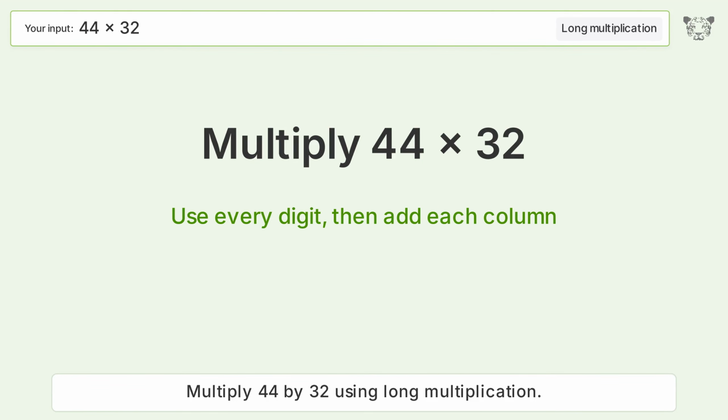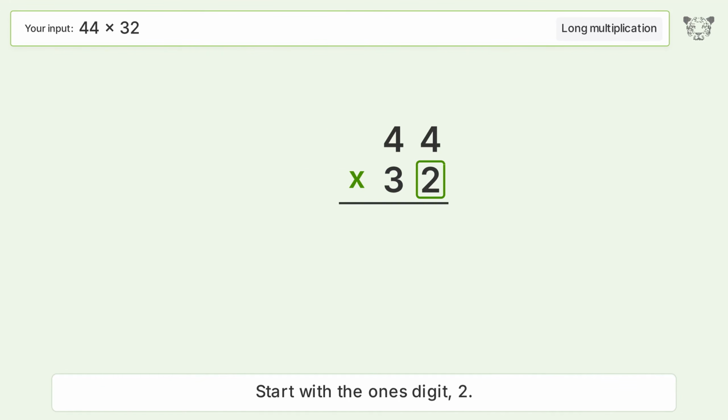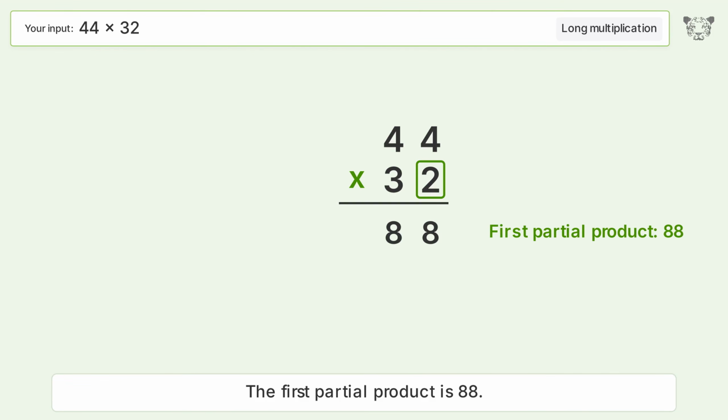Multiply 44 by 32 using long multiplication. Start with the ones digit, 2. 2 times 4 is 8. The first partial product is 88.